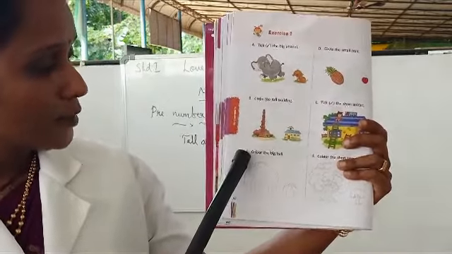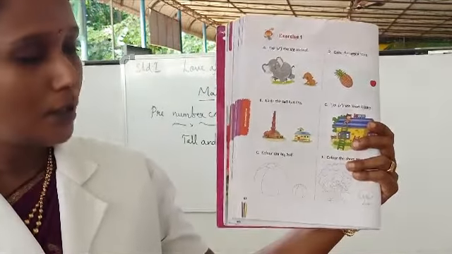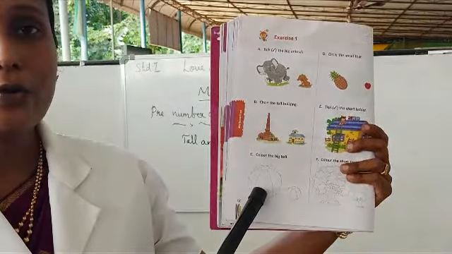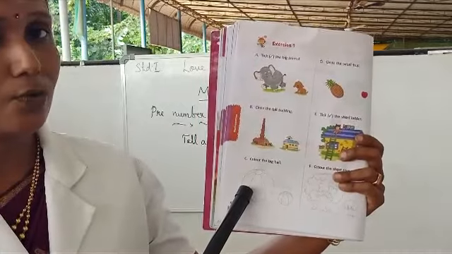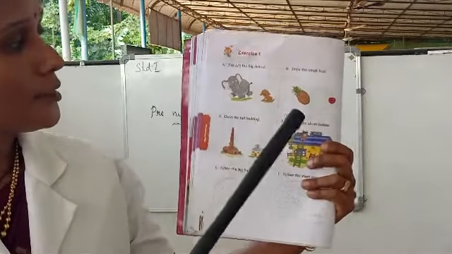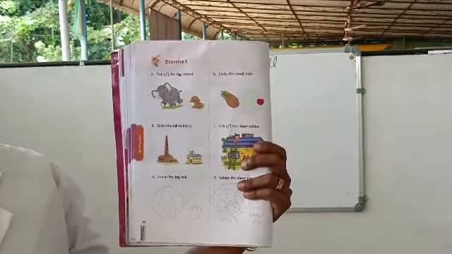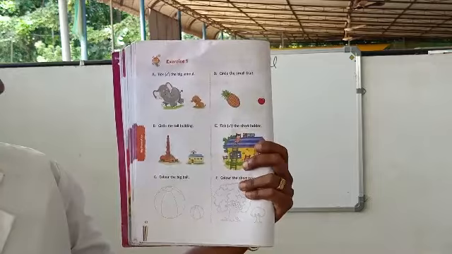Then, question number C, color the big ball. Which one is the big ball? The first one. So, you want to color the first ball. Do as homework. Then, next question, circle the small fruit. Which one is the small fruit? Apple. So, you want to circle apple here.